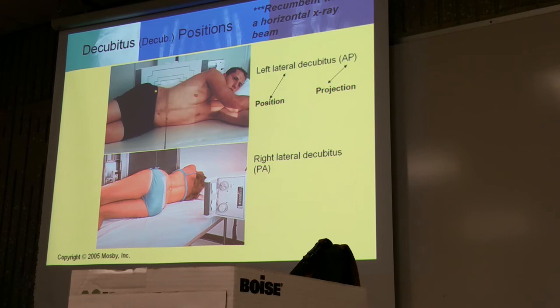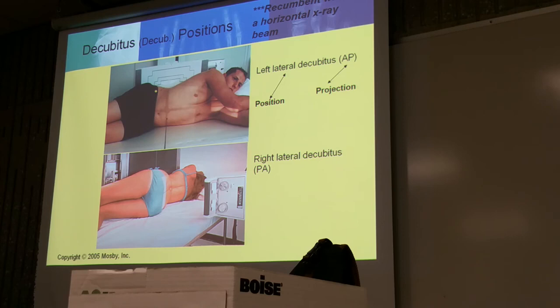Yes? Does the decubitus assume a lateral recumbent position? No, you can also have a ventral decubitus. You can also have a dorsal decubitus. So if the patient's laying on their back or on their belly, and you have the horizontal beam, it's a decubitus. If the patient was on their belly, it becomes a ventral decubitus film. If they're on their back, it becomes a dorsal decubitus film or image. Does that make sense? All right.